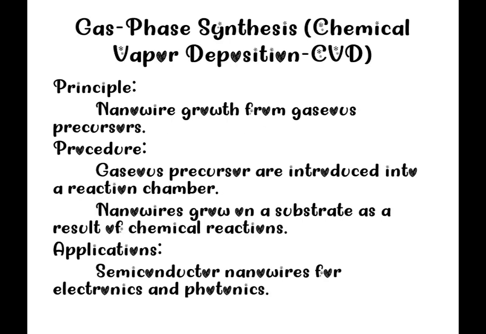Gas phase synthesis, chemical vapor deposition (CVD). Principle: nanowire growth from gaseous precursors. Procedure: gaseous precursors are introduced into a reaction chamber. Nanowires grow on a substrate as a result of chemical reactions. Applications: semiconductor nanowires for electronics and photonics.